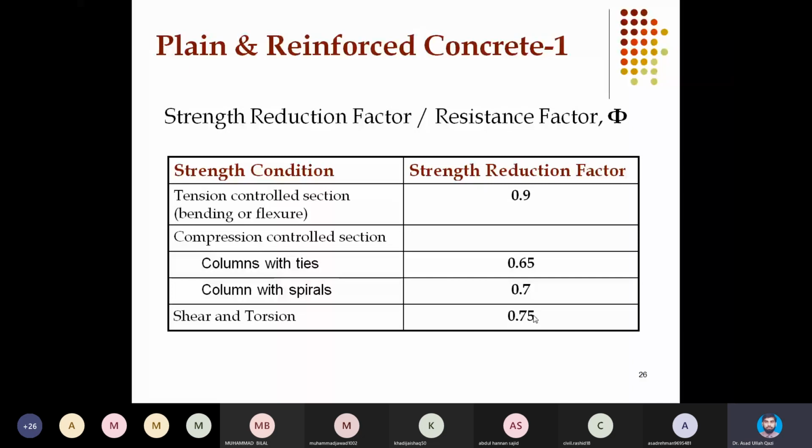In columns, depending on the confinement around the bars, reduction factors are proposed. Since columns with spirals are relatively more ductile than column with ties, so that is the reason a column with spiral has less reduction as compared with the column with ties.